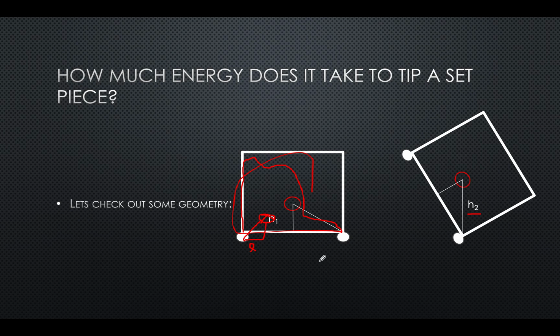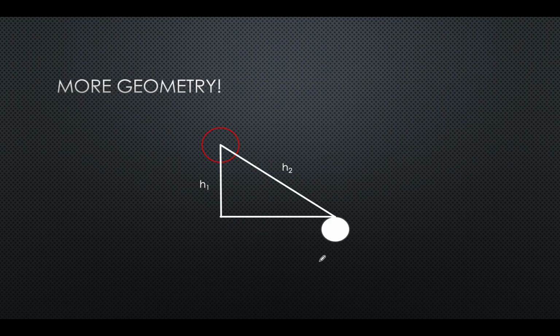Now we see that we've got this right triangle here, where H2 is the hypotenuse and H1 is the height here, and then right here we have our length L. So what this tells us is we can analyze this using the Pythagorean theorem to get H2. And just a quick reminder on the Pythagorean theorem, we have H2 squared equals H1 squared plus L squared.